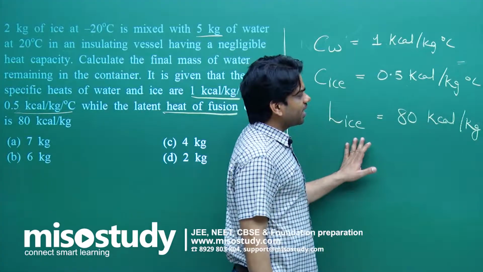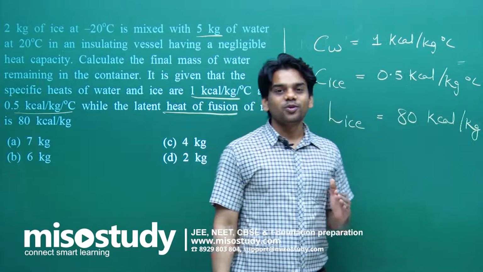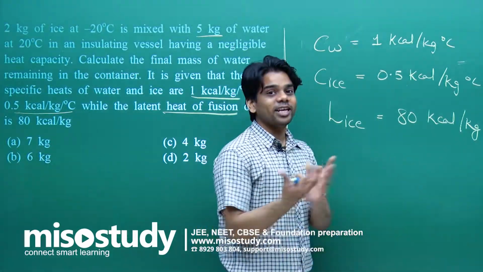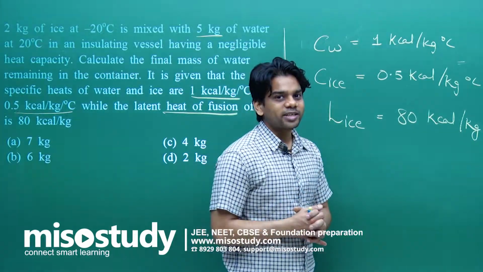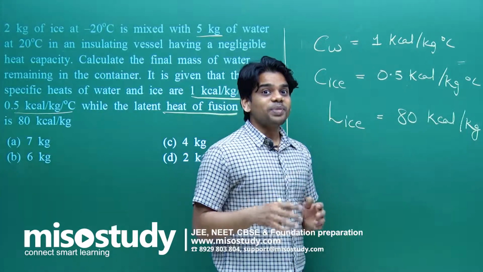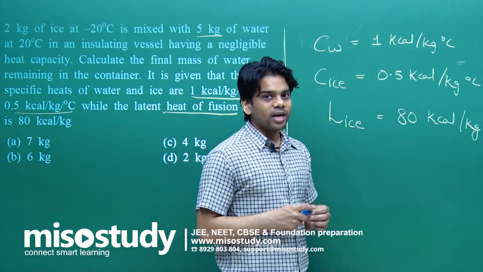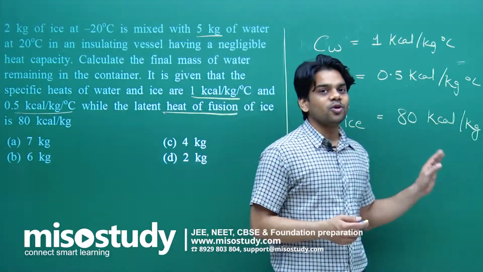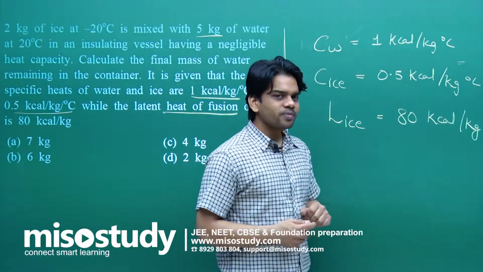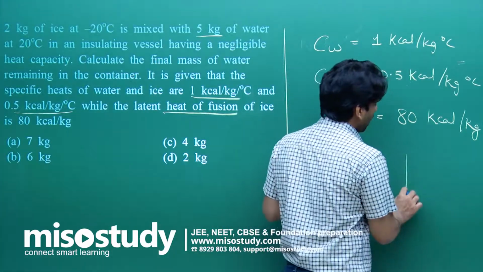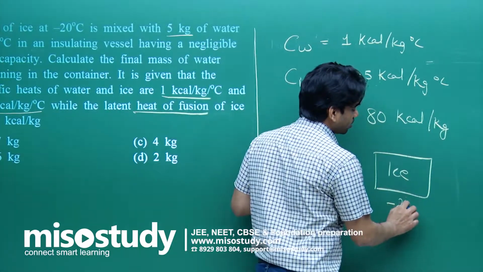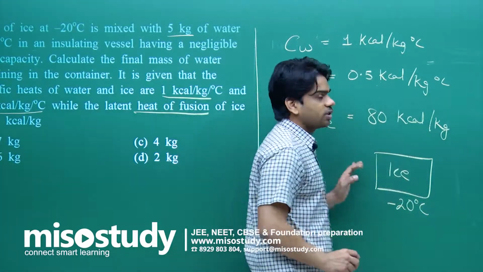What does it mean, 80 kilocalorie per kg? That means you need to take out 80 kilocalorie of heat energy from water at 0 Celsius to convert it into ice at 0 Celsius, or when ice melts it will absorb 80 kilocalorie of heat energy at 0 Celsius to convert into water at 0 Celsius. Now first of all, you see what things are provided. You are provided with ice at minus 20 degrees Celsius. First of all, this is what has been given.